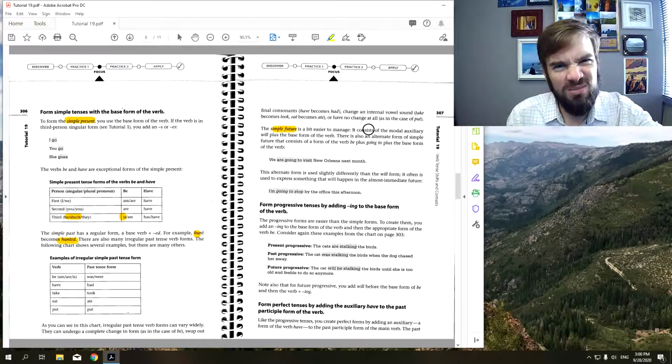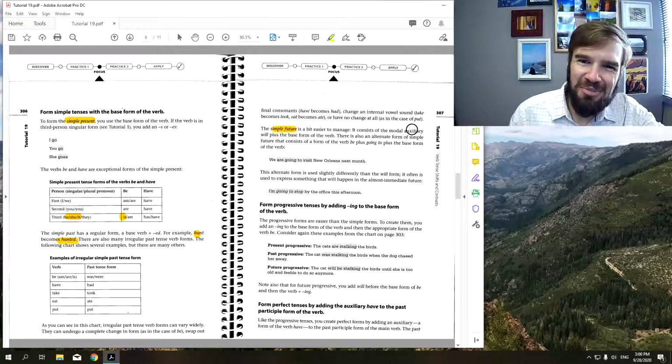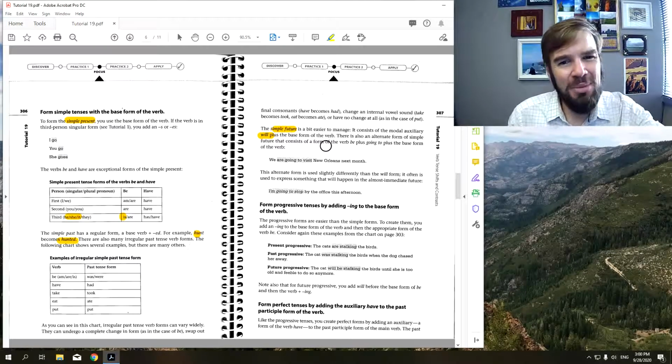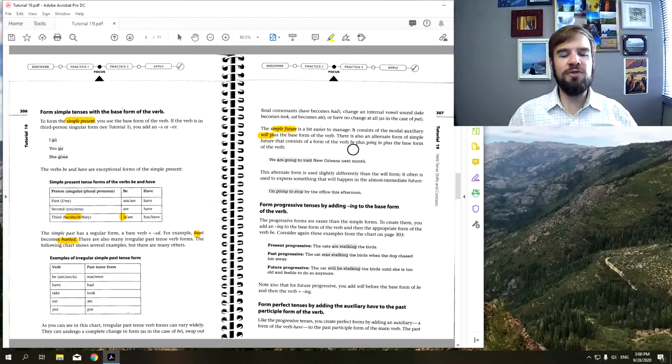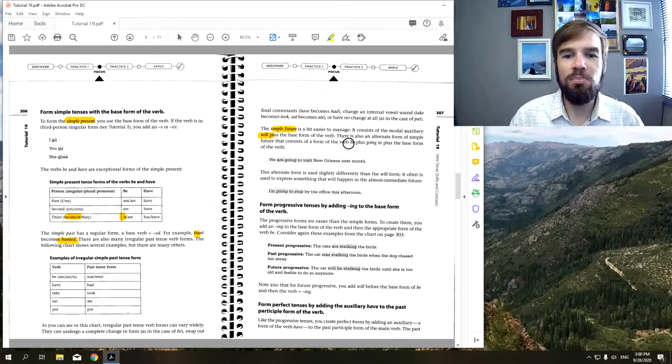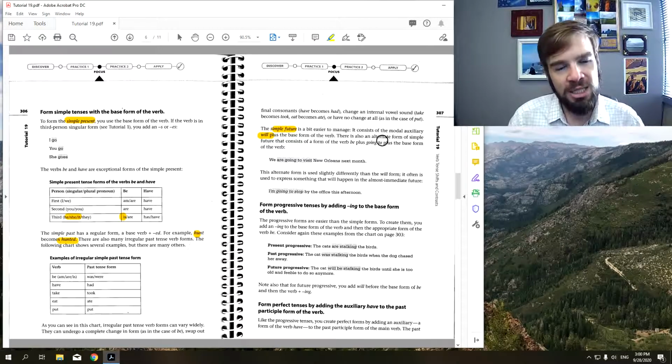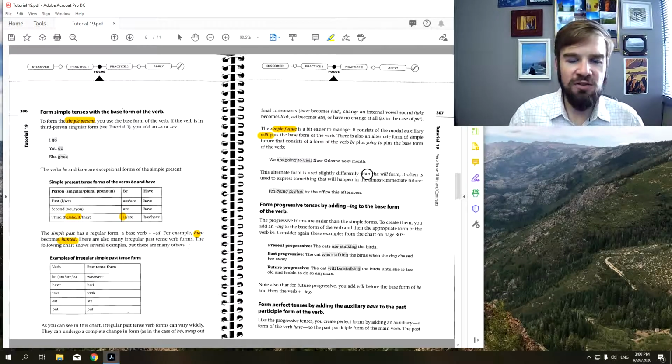Students like the simple future. It consists of the modal auxiliary will plus the base form of the verb. There's also an alternate form of simple future that consists of a form of the verb be plus going to plus the base form of the verb. So, we are going to visit New Orleans next month. This alternate form is used slightly differently than the will form. It often is used to express something that will happen in the almost immediate future. I'm going to stop by the post office this afternoon.